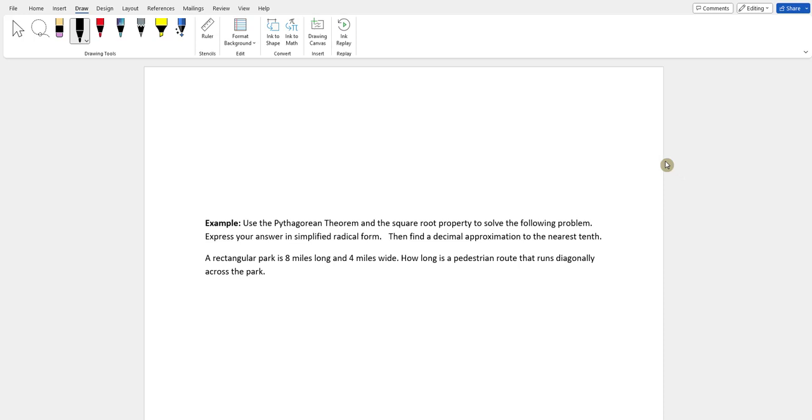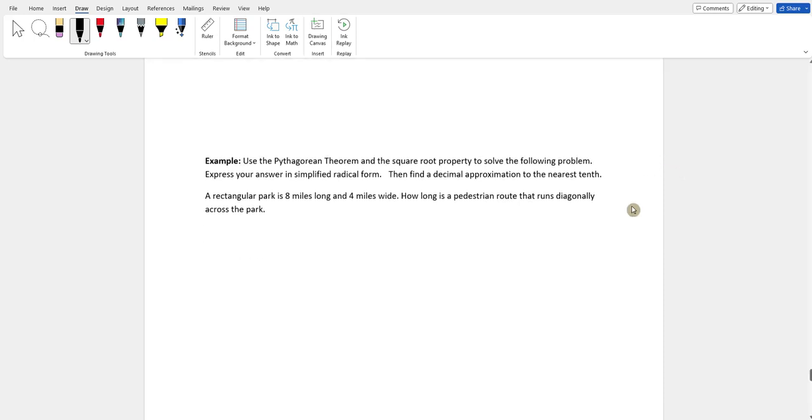So in this problem, it says a rectangular park is 8 miles long and 4 miles wide. How long is the pedestrian route that runs diagonally across the park? So this is the park, and they told you that it's 8 miles long, and they tell you it's 4 miles wide. They want us to calculate this part here. I'm going to call this D.